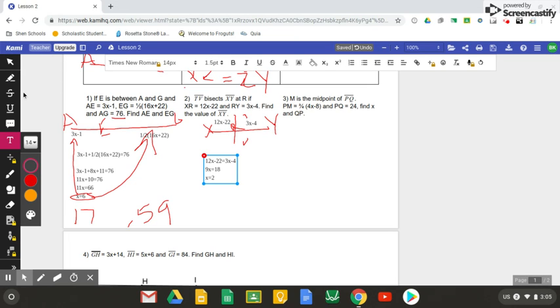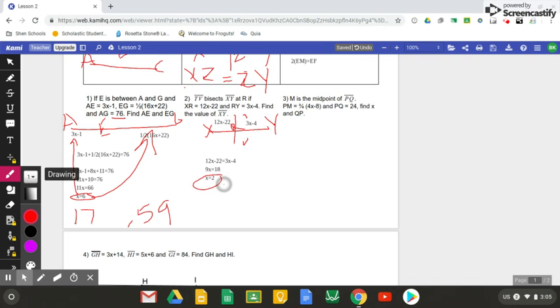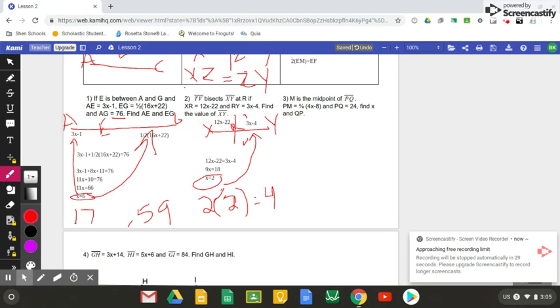All right, let's see. We want to find XY. So again, same thing. I'm going to substitute 2 in for that up there. So I'm going to do 3 times 2 minus 4 to get RY is 2. But that's not XY. I can multiply this by 2 to get the full length, though, to be 4. Why can I do that? Because both of these segments are the same length. So RY is 2. I can multiply that by 2 to get the full length.